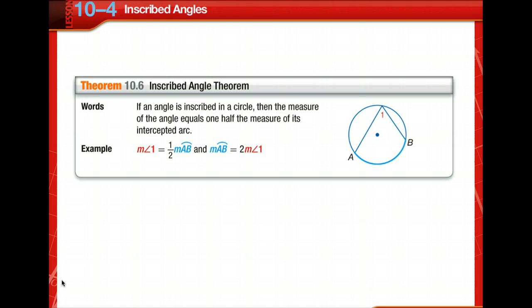An inscribed angle has a vertex on a circle and sides that contain chords of the circle. So in this circle, angle 1 is an inscribed angle. An intercepted arc has endpoints on the sides of an inscribed angle and lies in the interior of the inscribed angle. In this circle, minor arc AB is intercepted by angle 1.